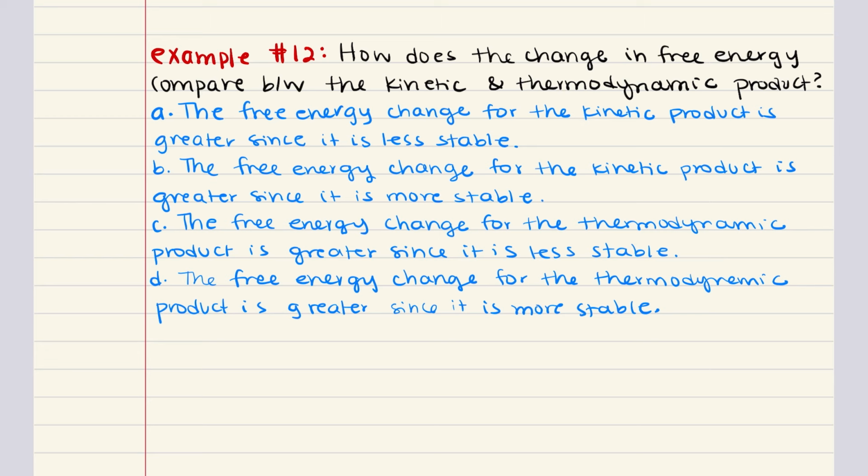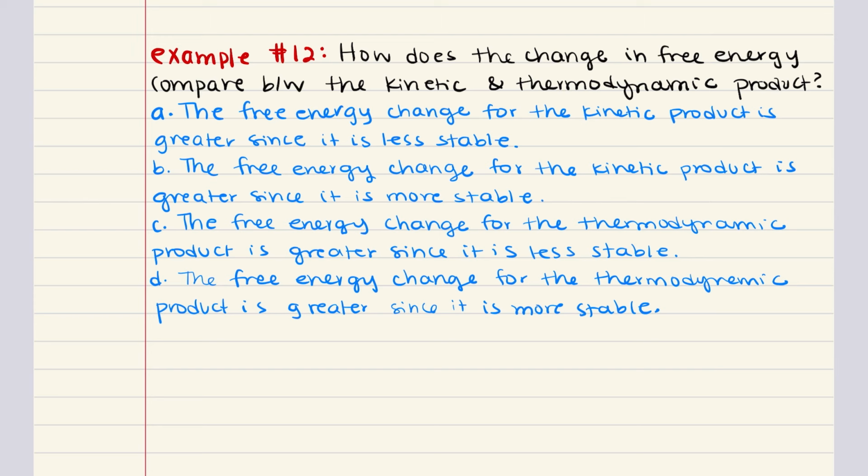product. Now we know that the change in Gibbs free energy determines the stability of the product. A more negative delta G indicates a more stable product. And so the more stable the product, the lower or more negative the free energy. Let's go ahead and start reading these answer choices together so that we can determine what the correct answer is.